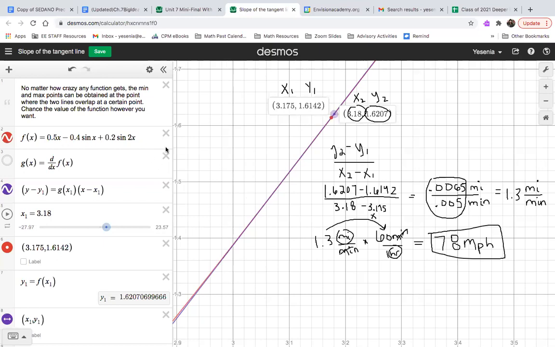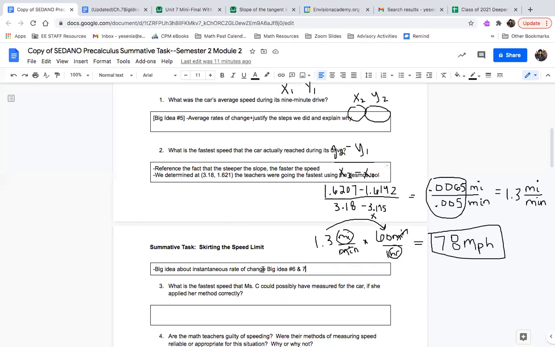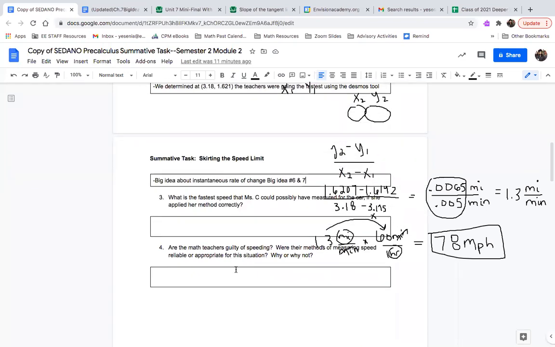So we're kind of already answering though. I mean, the answer for number two is 78 miles per hour, but we're also slightly answering number four when it's saying, are the math teachers guilty of speeding? I mean, first off, we're going to say, well, yes. Like you're going to say yes plus explain.